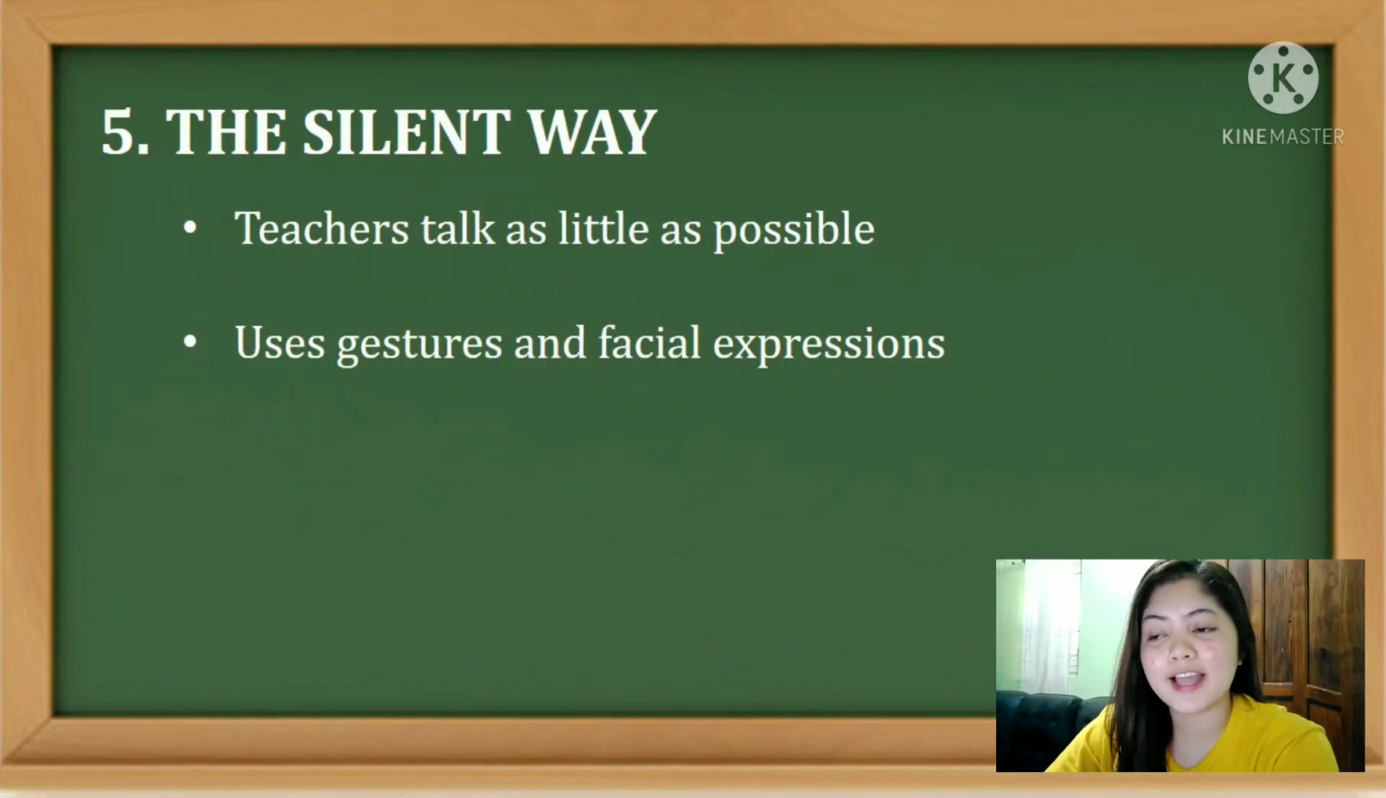The fifth trend is the silent way. In this trend, teachers talk as little as possible, and gestures and facial expressions are necessary. The silent way rested on cognitive rather than affective arguments and was characterized by a problem-solving approach to learning. Though this is very effective, there are many criticisms about it. It was considered very harsh as the teacher was distant, since it is a student-centered approach, and in general, the classroom environment was not conducive to learning.